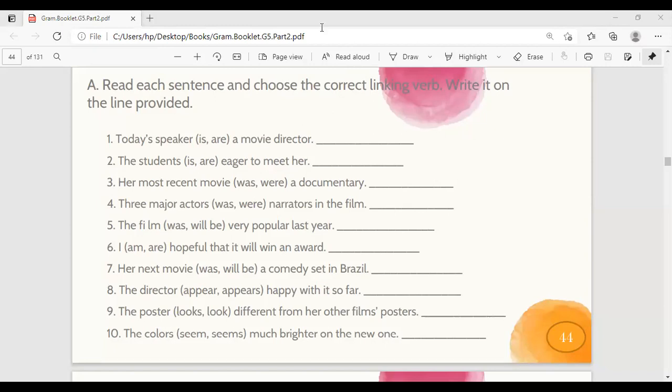Today's speaker is a movie director. Okay. Is. Why did you use is, not are? Why did you choose the singular verb, not the plural verb?